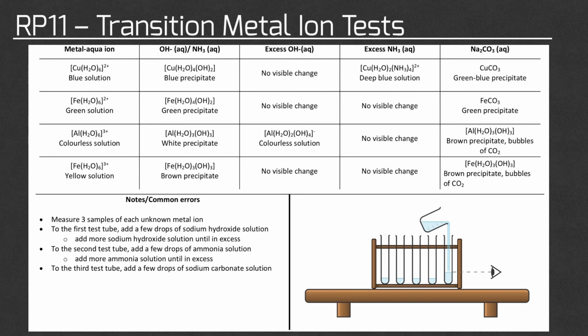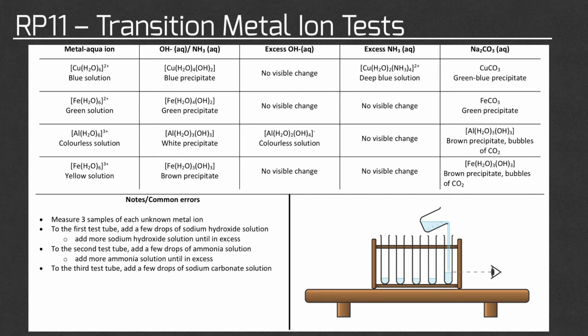Required Practical 11 involves carrying out test tube reactions to identify transition metal ions in solution. The practical steps are to measure out 3 samples of each unknown metal ion. To the first, add a few drops of sodium hydroxide solution, and then carry on adding sodium hydroxide until it is in excess. To the second test tube of the sample, add a few drops of ammonia solution, and then keep on adding until it is in excess.